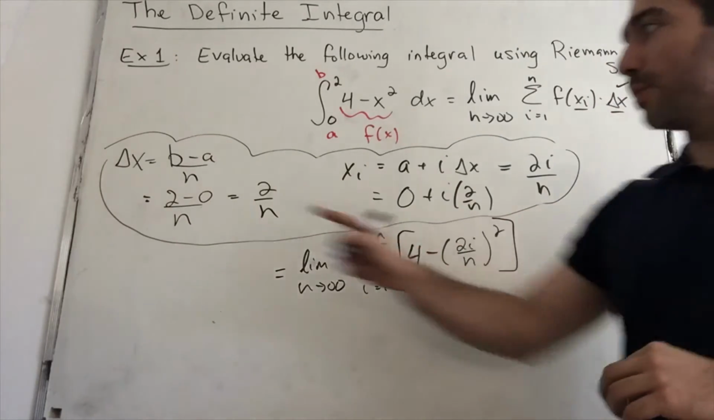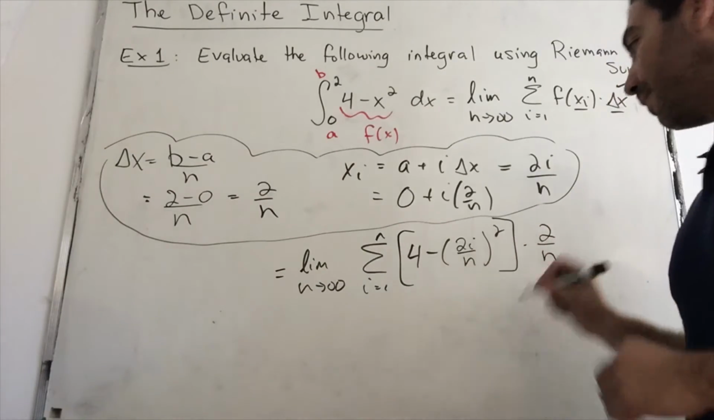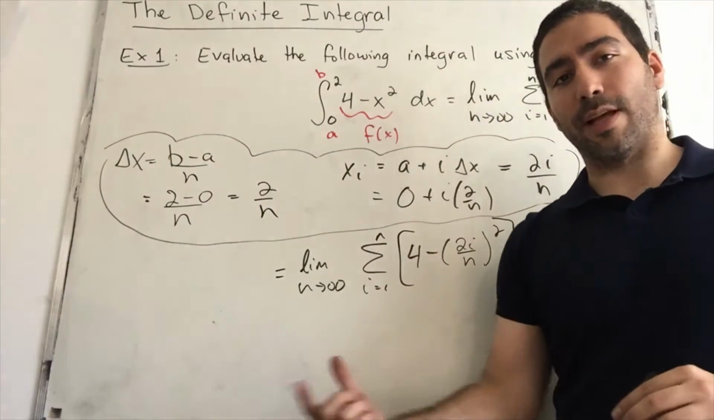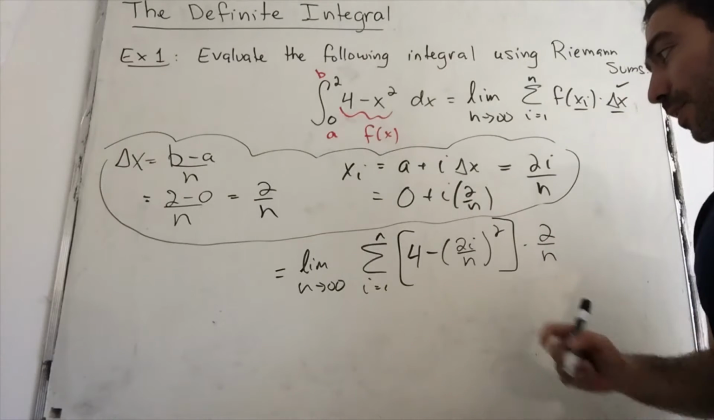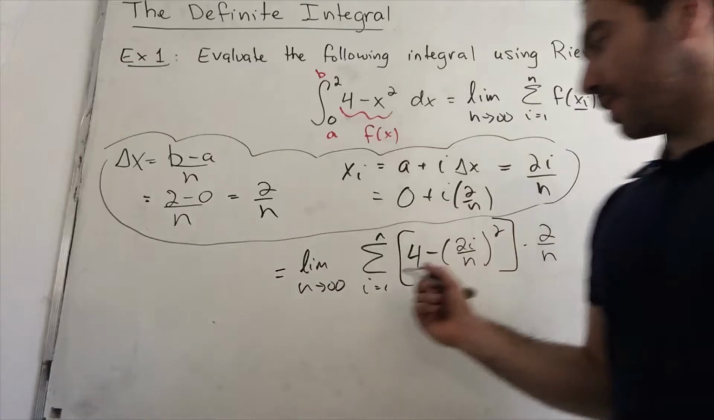But I'm not going to write delta x. What's delta x equal to? 2 over n. So this thing times 2 over n. Okay, so we have it in this form. Now let's go ahead and evaluate this limit. So I'm going to distribute the 2 over n, and I'm going to simplify what's in the bracket at the same time.